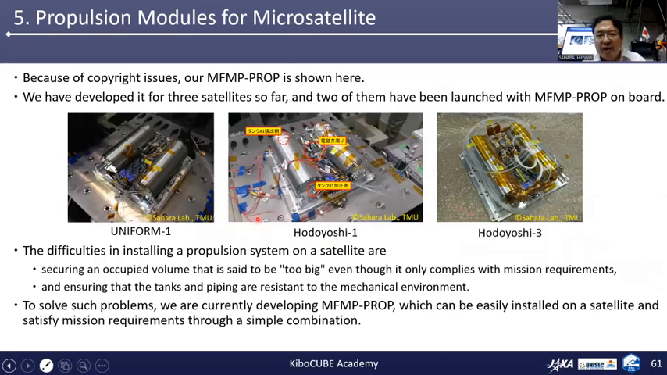These pictures show the MFMP prop modules for microsatellites in the past, and two of these modules have actually traveled to space. Although, in general, a propulsion system is regarded as essential to mission accomplishment, we sometimes hear, "Oh, it's too big." Also, the large elements such as tanks and thin piping often make it difficult to ensure resistance to the mechanical environment. The solution to these problems is the real pleasure of propulsion engineers, and we also are developing MFMP prop to achieve the required performance while reducing the burden on the satellite.